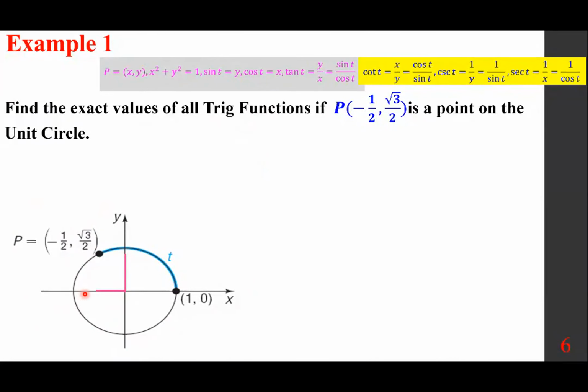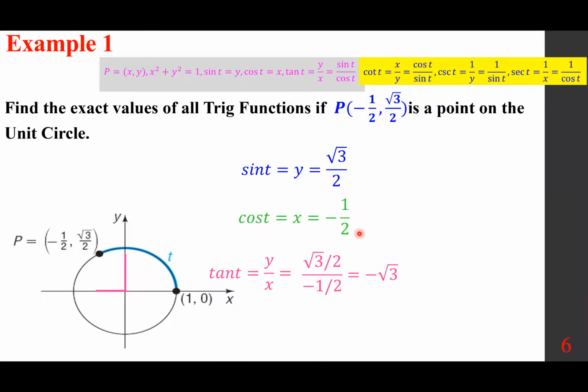Okay, so these two distances, this is the x coordinate, -1/2, this is the y coordinate, positive square root of 3 over 2. Therefore, sine is positive square root of 3 over 2, y, and cosine, which is x, is the x coordinate, -1/2. Now, as long as we have these two, we can find the rest of them. Remember, tangent is the ratio of y over x. So you divide this number by this number.